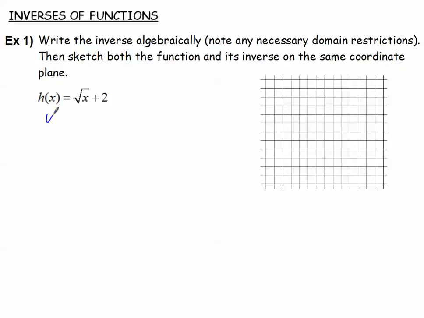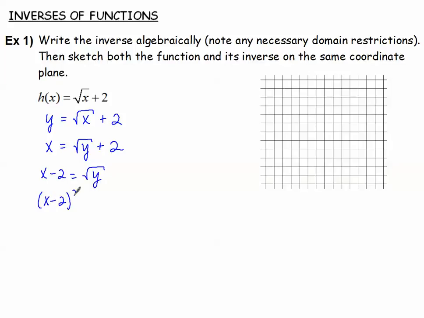So we can write this as y equals square root of x plus 2. Switching the x and the y means the x goes for the y and the y goes for the x. Then we solve for y. So I need to subtract 2. x minus 2 equals square root of y. And then I need to square both sides. So (x minus 2) squared equals y.